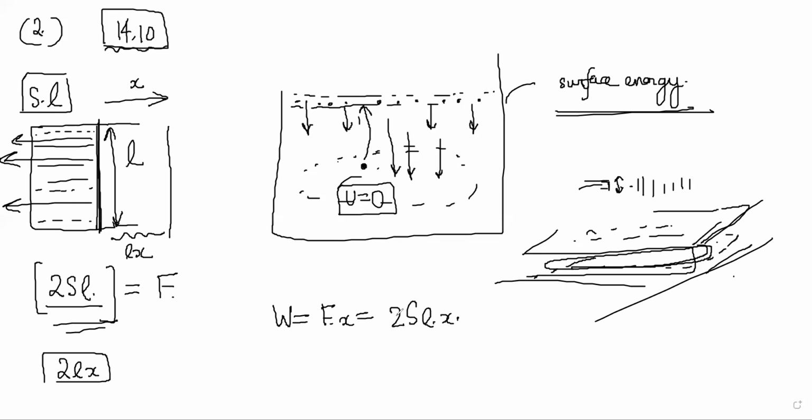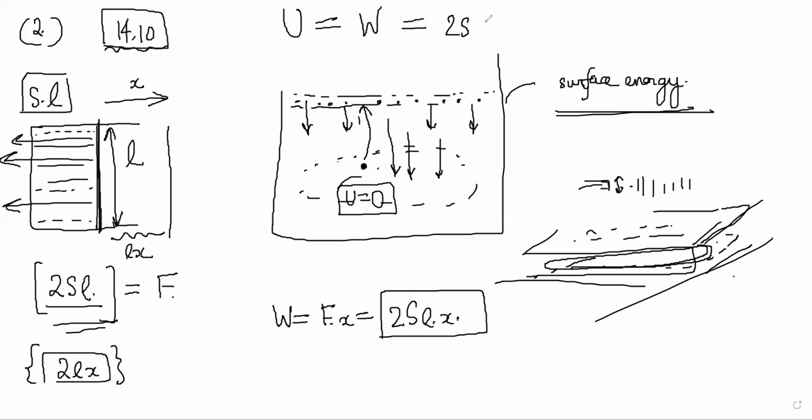Now this work should show up as extra energy that is there in the surface, right? This work should show up in the extra potential energy of the solution of the film. But extra potential energy is appearing because of the extra area that came here, right? So we can say that U, the extra potential energy, is equal to the work, which is equal to 2SLX, right?